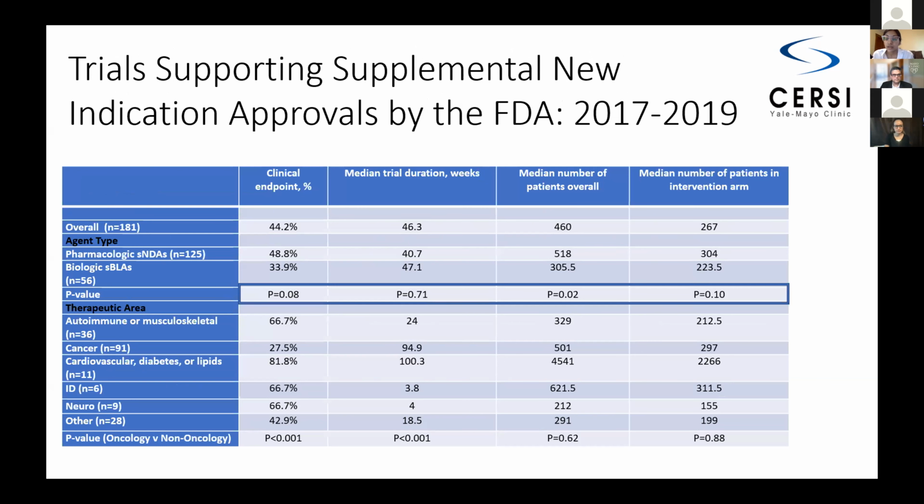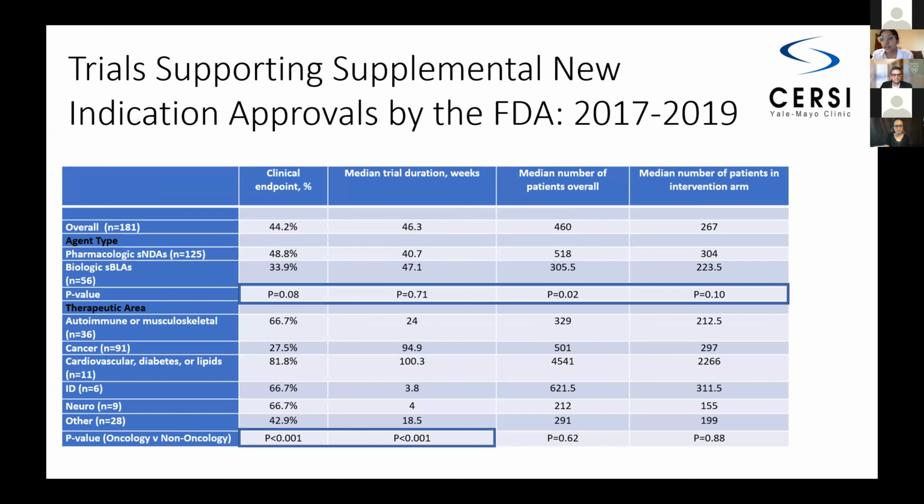Additionally, we assessed use of a clinical endpoint as well as trial duration and median number of patients overall and in the intervention arm of these trials. What we found was that when comparing pharmacologics versus biologics, the trials were very similar along these different parameters.